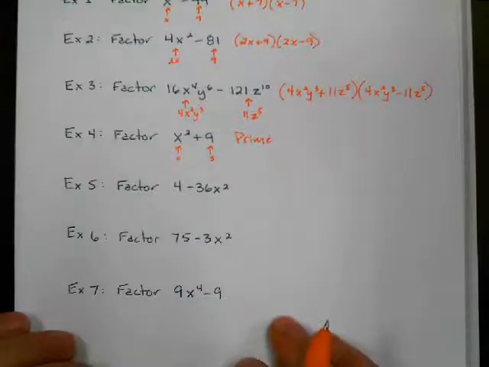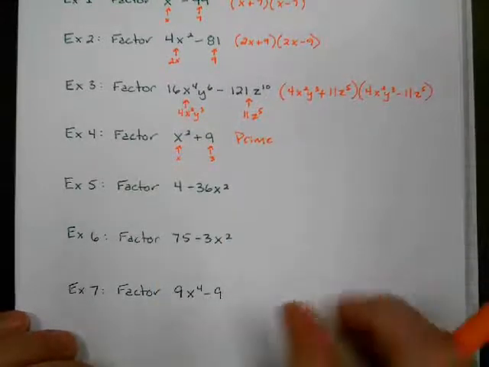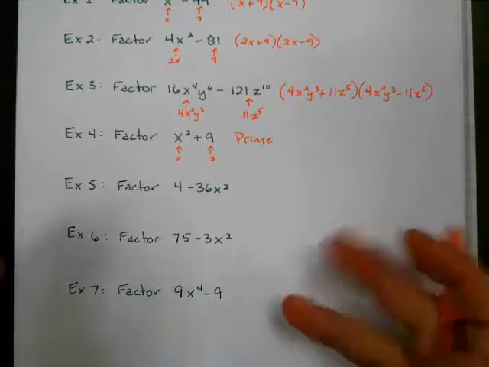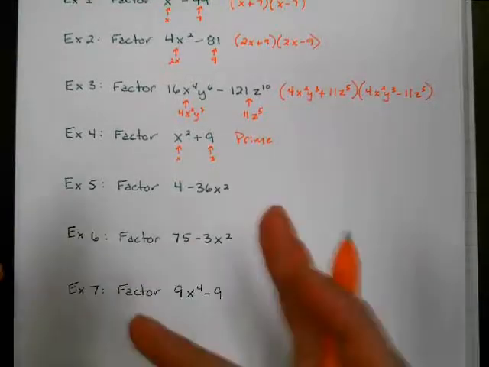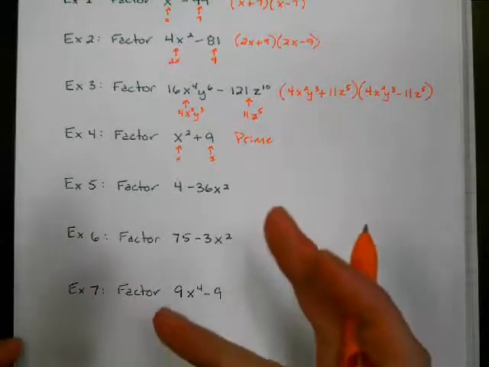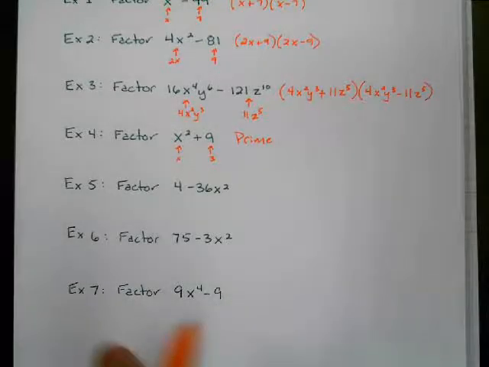All right, moving on. What about this one? Okay, well, this one, I'm going to show you two different ways to do it. First of all, we should factor out GCFs when we see them. I know I haven't been telling you to look for them, but you really should be.